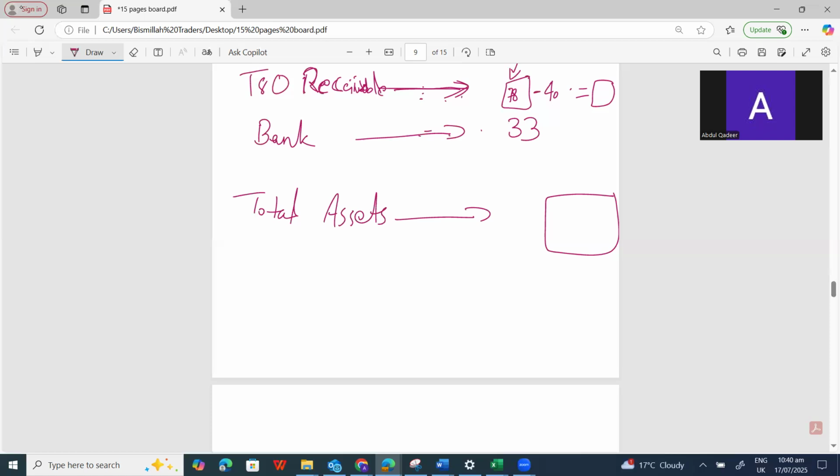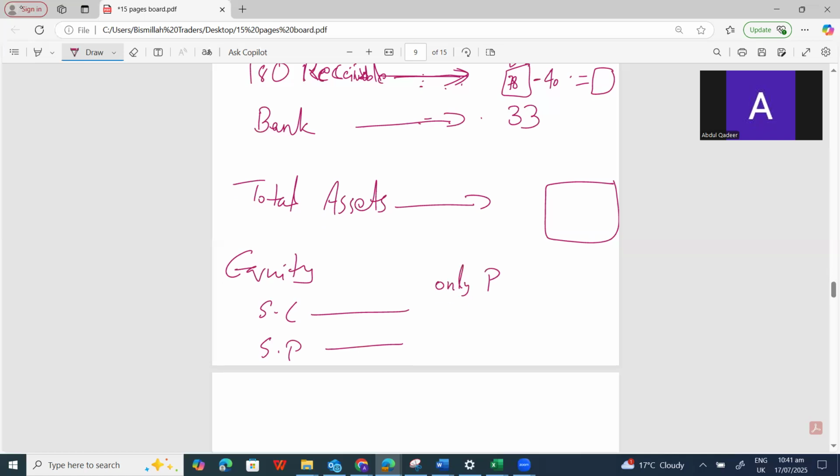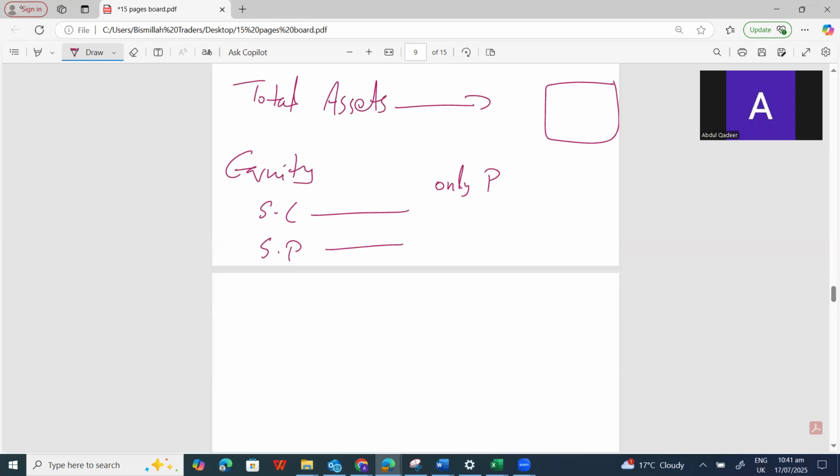Now the next important step: you will get total assets here. Then we are moving towards the equity section. In the equity section, what is important? Share capital only parent, share premium only parent. This you have to remember, only parent, because subsidiaries are under the control of the parent.